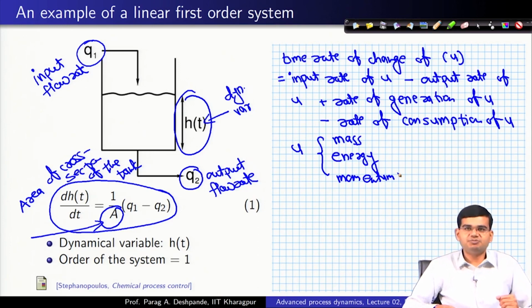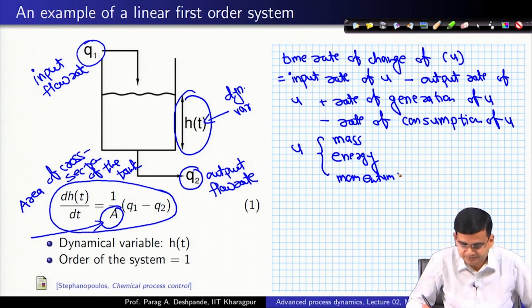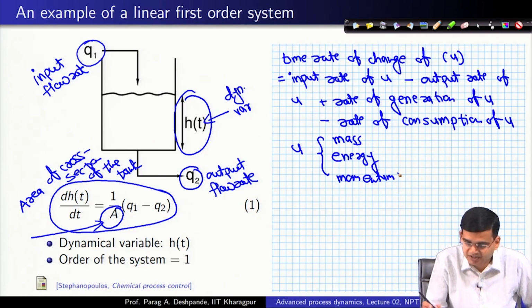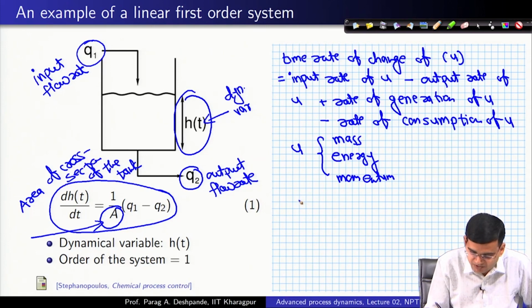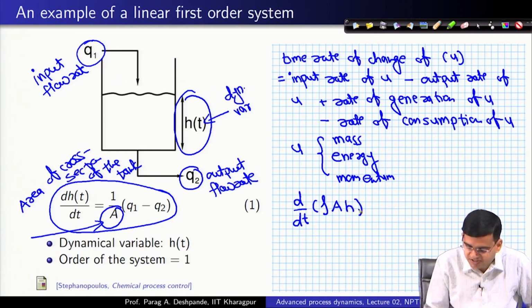In this particular case, we are concerned with the system which is a flow system, which does not have any reaction going on, and therefore, you have simply the time rate of change of mass. So, this will be equal to d by dt of mass, and mass is density times volume. Volume for this case would be the area of cross section multiplied by h. This is the volume of the system.